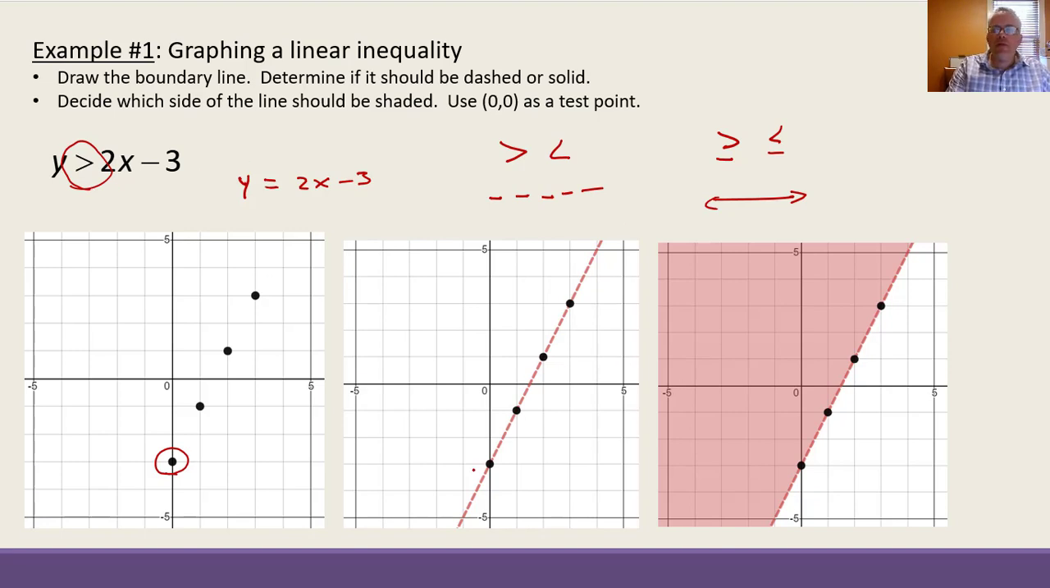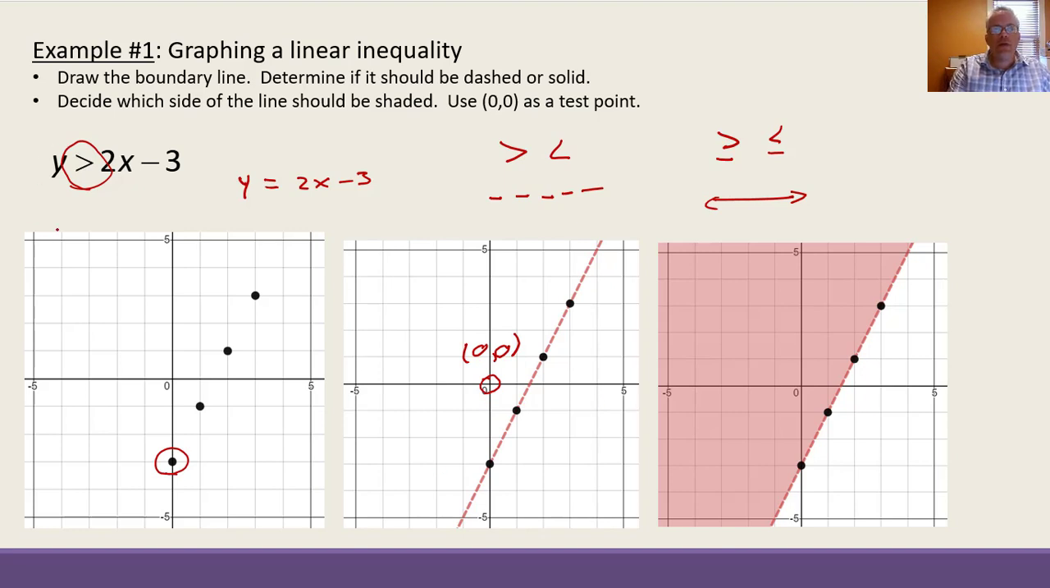Once we have the boundary line, we just have to decide which side corresponds to points where y is greater than 2x minus 3. One way to do that is to try a test point. We'll see if the point 0, 0 works in the inequality. If it does, this is the correct side to shade. If it doesn't, we shade the other side.